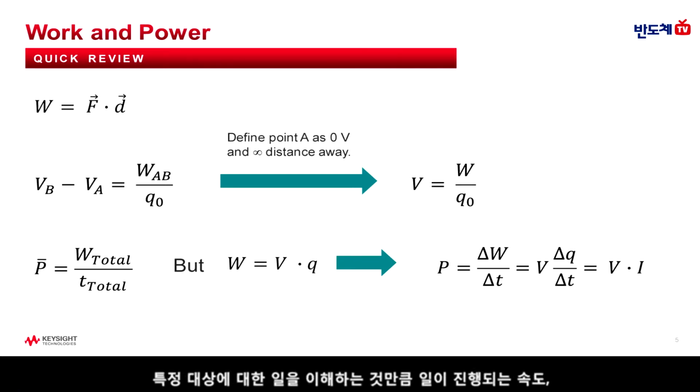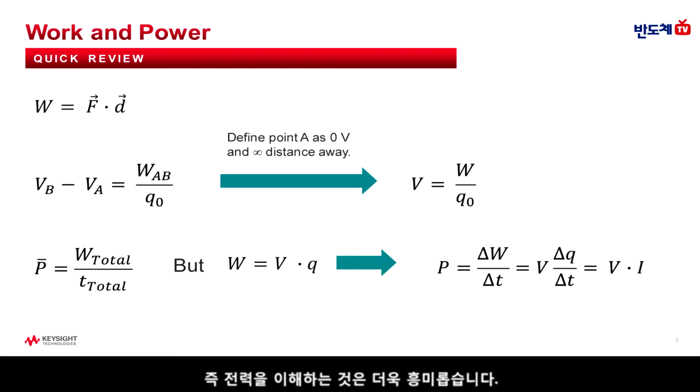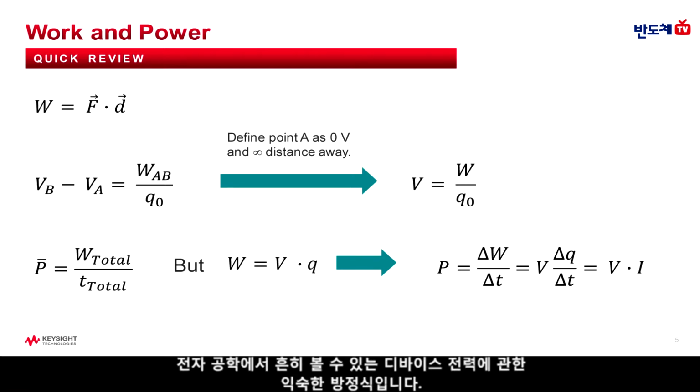Understanding the work performed on something is maybe less interesting than understanding the rate at which the work is taking place, which is power. The average power delivered by a system is simply the total work divided by the total time. In electronics, we know that the work done on a particle in an electric field is the voltage times the charge. So the instantaneous power is the change in work over change in time, which we can rewrite as V times delta Q over delta T, or simply voltage times current. It's the familiar equation for power in electronics.